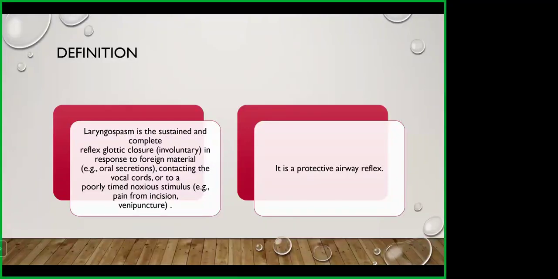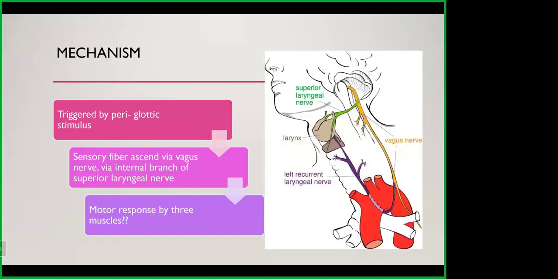Reflex is laryngospasm. It is sustained and complete reflex glottic closure, which is involuntary in nature. It happens whenever any foreign material comes in contact with the vocal cord, or it can also happen to any poorly timed noxious stimulus like pain from incision and venipuncture in light plane of anesthesia. Before proceeding with the management, it is essential to understand the mechanism behind it.